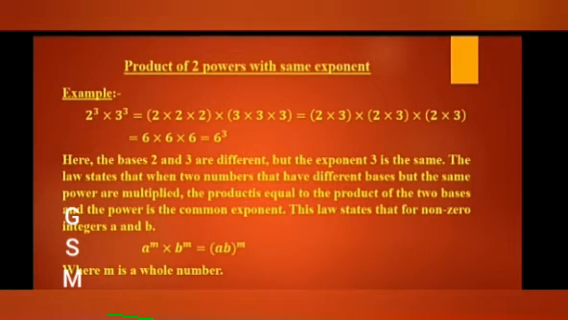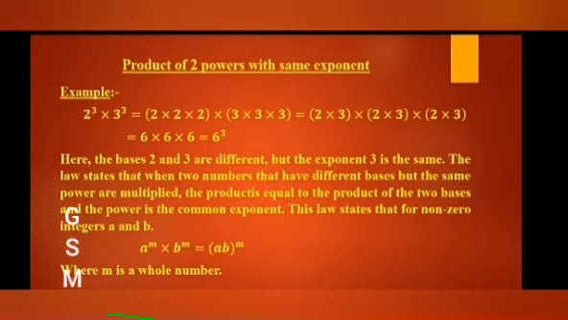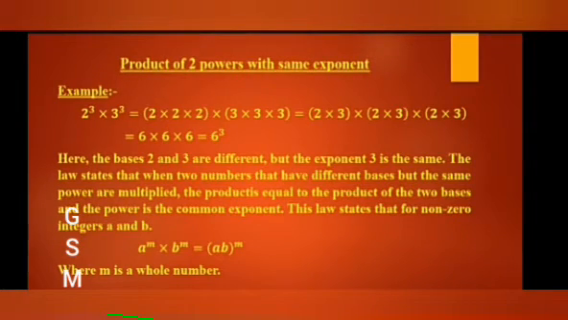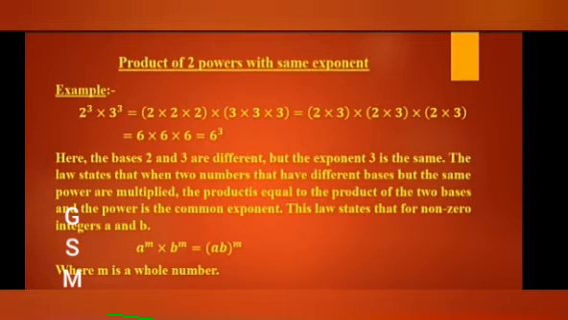The law states that when two numbers that have different bases but the same power are multiplied, the product is equal to the product of the two bases and the power is the common exponent. This law states that for non-zero integers a and b, a to the power m into b to the power m equals a into b the whole power m, where m is a whole number.